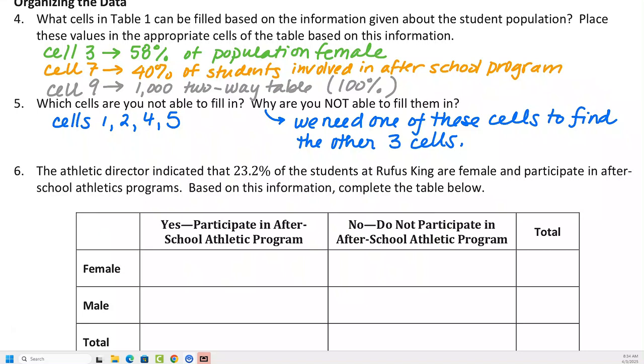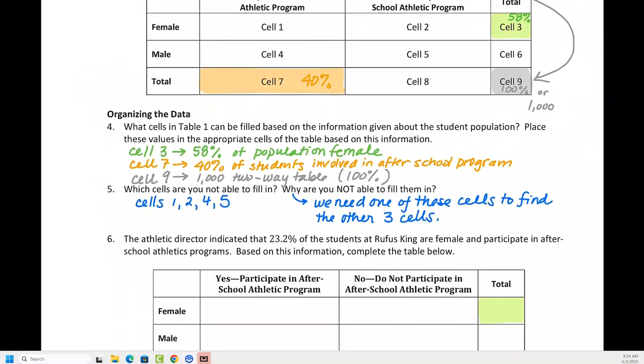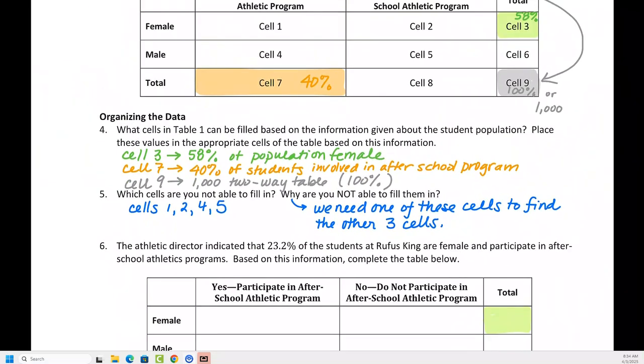So let's go ahead and fill in first what we did know from up above, and then start filling in things. If you remember correctly, this cell right here was the green cell up above, and you can see that's 58%. Now remember, this is going to be a 1,000 two-way table, so I'm just going to need to multiply 0.58 by 1,000 and get 580. Are we okay with that?